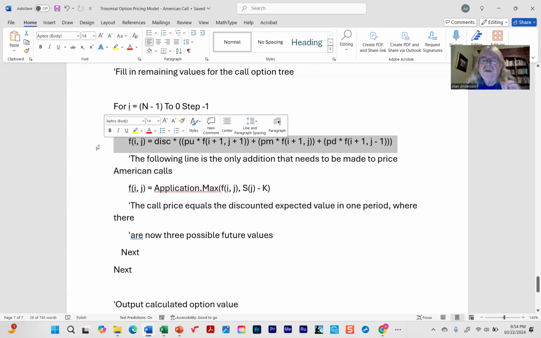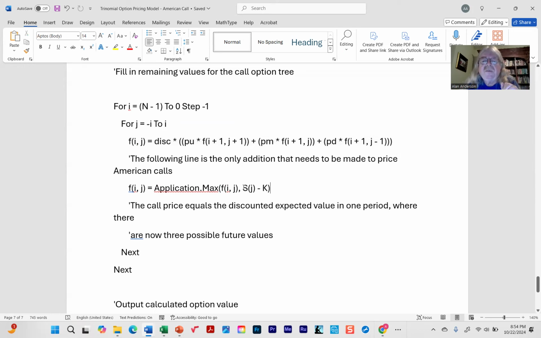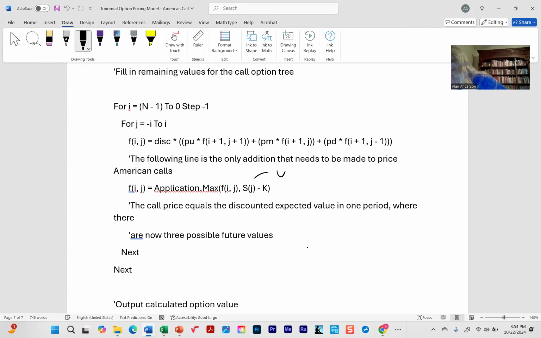Fij is the value we calculated up here. This is the European value. And then we compare that with the payoff at that node. Okay. And whichever of the two is the greater is what we assign to that node. So this means the value if exercised early, and this means the value if not exercised early.